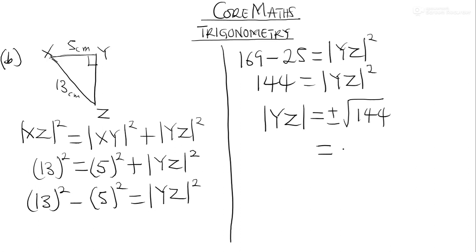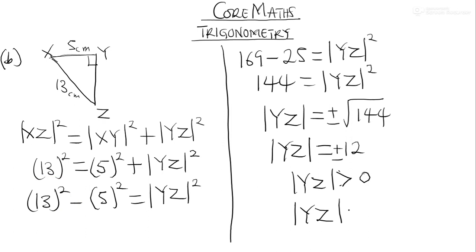Okay, good. So on your calculator, square root of 144 will give us 12. So we have plus or minus 12. So YZ, good. We are dealing with distance, so we don't need the negative value, we need the positive value. So we have to state the condition that our YZ is greater than 0. So it means that our YZ will be equal to 12 centimeters. Good. So that is the answer for YZ.